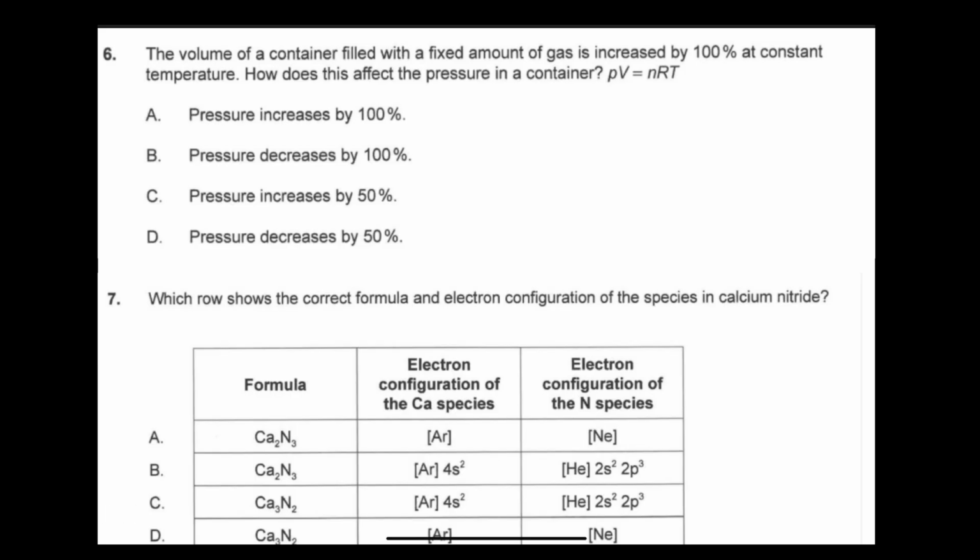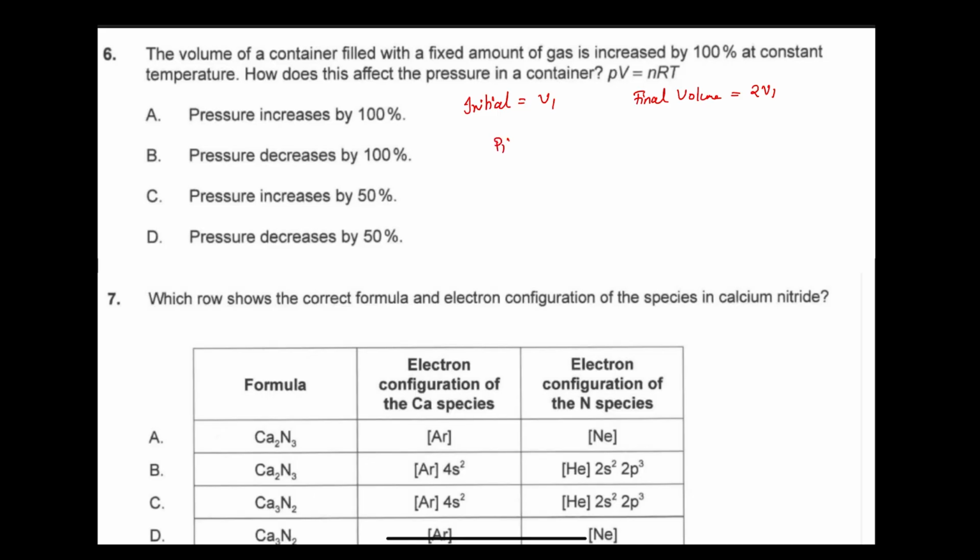The volume of a container filled with a fixed amount of gas is increased by 100% at constant temperature. So if your initial volume was V1, your final volume will be, since it is increased by 100%, right? So it should be twice V1. When you double something, then you increase it by 100%.